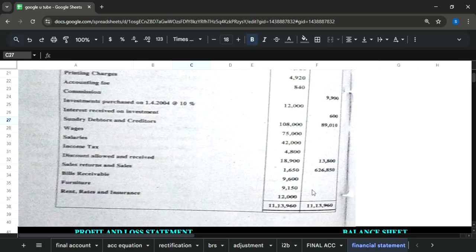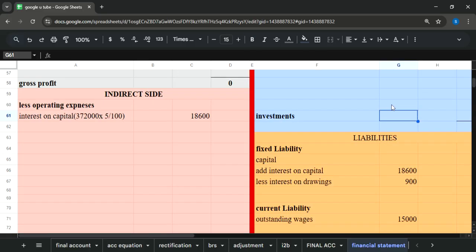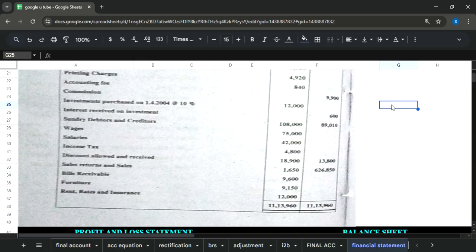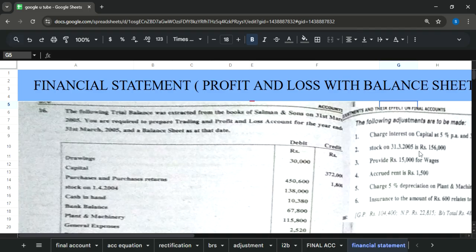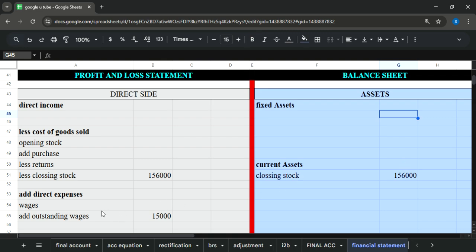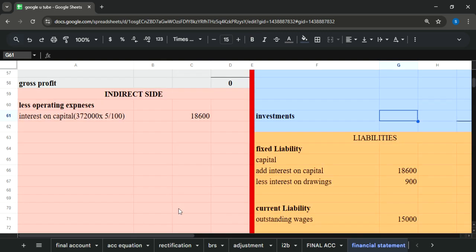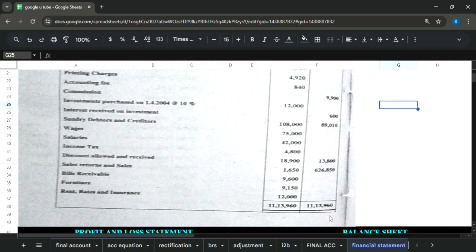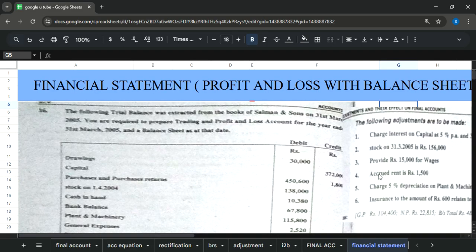I think the zoom out had come over here, and let me see why it has zoomed out. Anyhow, in this way we have completed three adjustments. 15,000 of wages, as you have seen, was added, and secondly you have written it on the current liability side. A fourth adjustment, accrued rent, is rupees 1500.